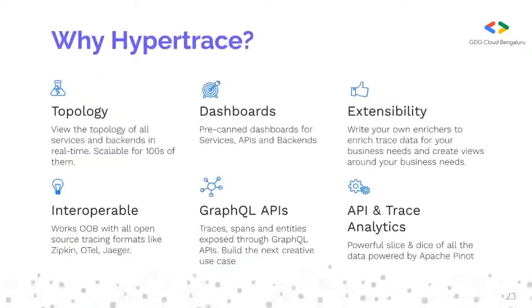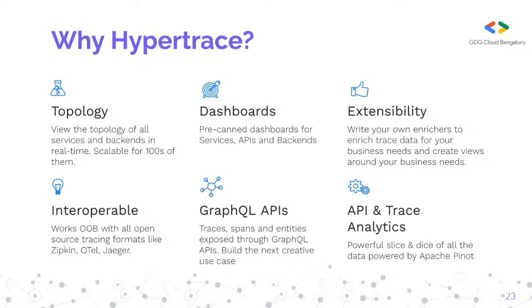So these are the top functionalities, or the specific features Hypertrace provides on top of the open source platforms available. It is also open source, but on top of the functionality which Zipkin or Jaeger or OpenTelemetry provides, Hypertrace provides you topology. You can view the topology of all services and backends in real time. It's scalable for hundreds of microservices. And then Hypertrace provides you dashboards for services, APIs, and backends.